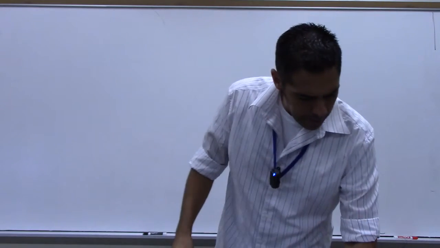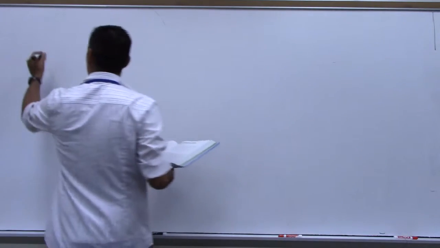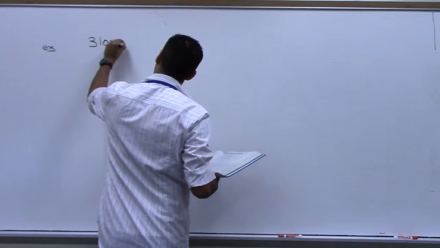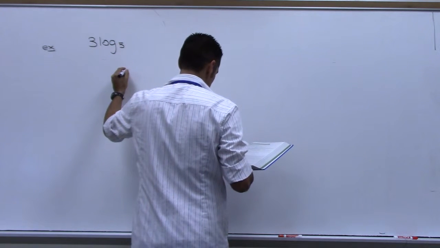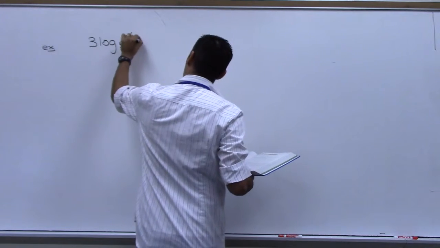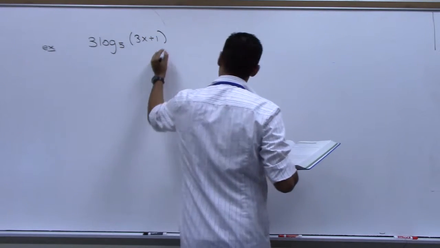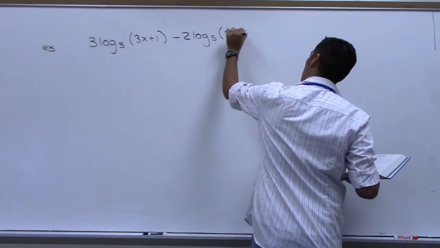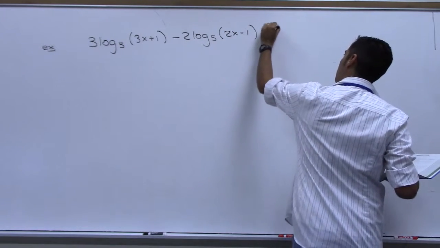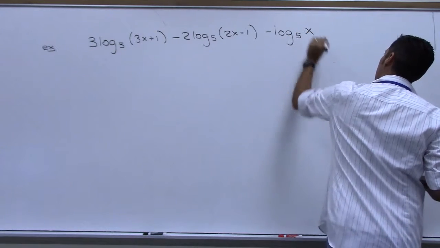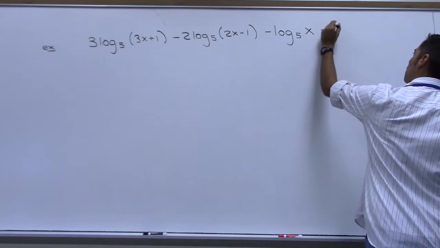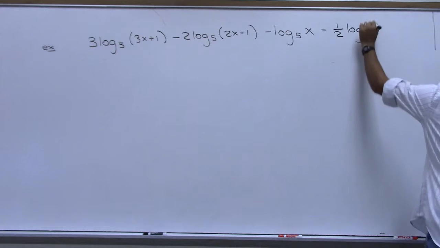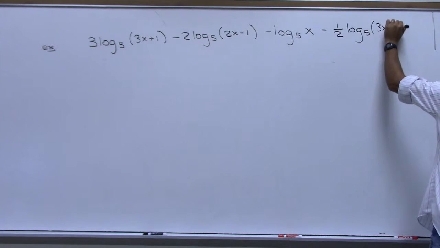All right, how about this one? 3 log base 5 of 3x plus 1, minus 2 log base 5 of 2x minus 1, minus log base 5 of x, minus 1/2 log base 5 of 3x plus 1. That's it.